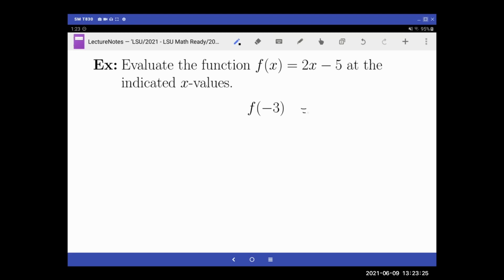You just plug in -3 for x. 2 times -3 is -6, minus 5 is -11. Notice this was not multiplication. That means f of x, what we did was we changed x to a -3. So in our formula, we should change x to a -3. That's what this means.